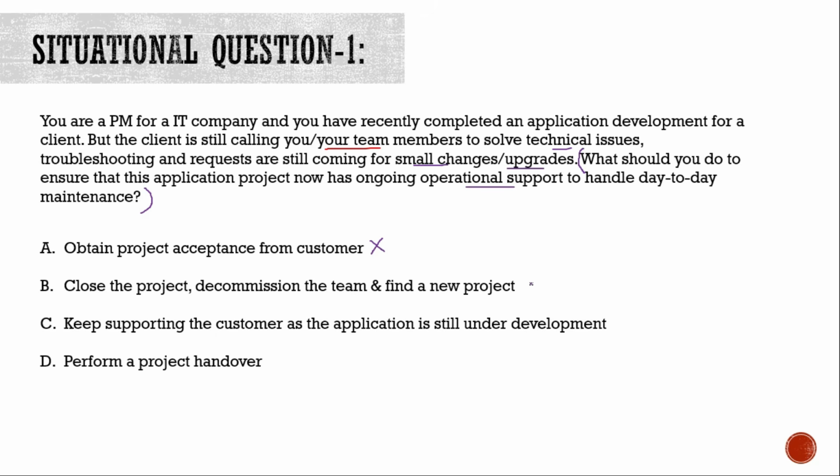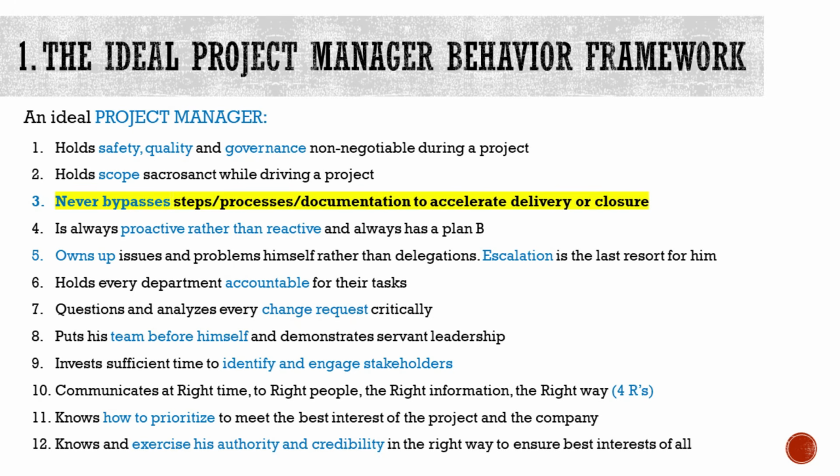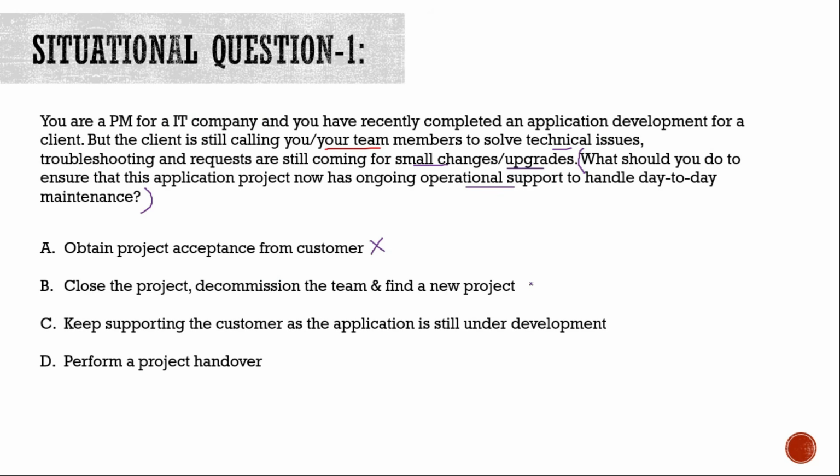Next is close the project, decommission the team and find a new project. Okay. Now, if you go back to the framework of ideal project manager, there is one principle which states that never bypass processes and documentation to accelerate delivery, right? But option B is going against it. It is stating that the project manager should close the project and decommission the team where the customer is yet not satisfied and there are some issues which are still going on. So option B is also not correct. We can safely eliminate it.